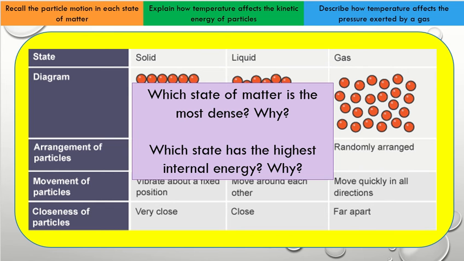Then we're thinking, what state has the highest internal energy? That one is going to be gas. And the reason for that is because the particles are moving quickly in all directions. So that internal energy, the kinetic energy that those gas particles have, makes it have the highest internal energy of the 3 states of matter. Very important that we know those 2 key facts.